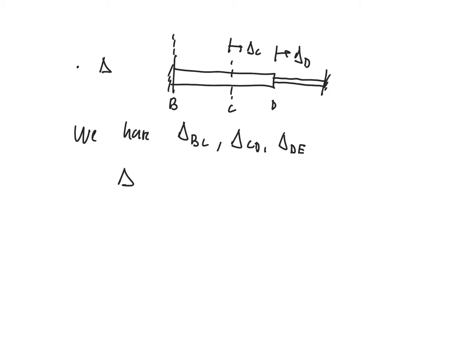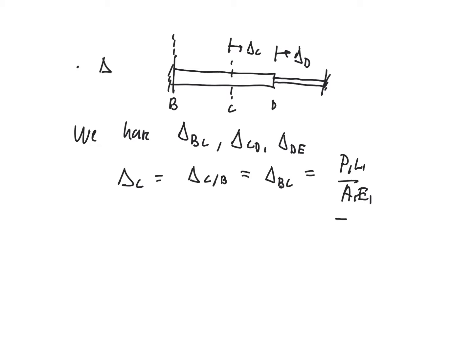So we would say that delta of C is really going to be delta of C relative to B. And that's just another word for the extension in bar BC. So that one is easy to calculate because we've already got that one set up as part of our earlier stress strain law. So that is, again, going to be P1 L1 over A1 E1.